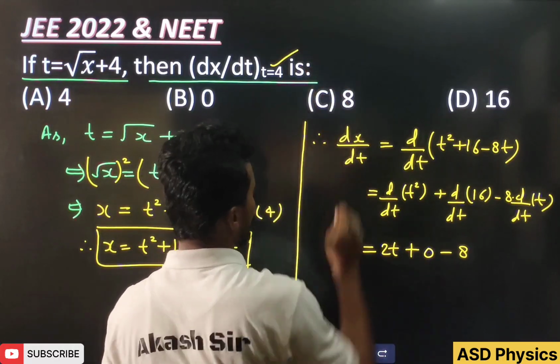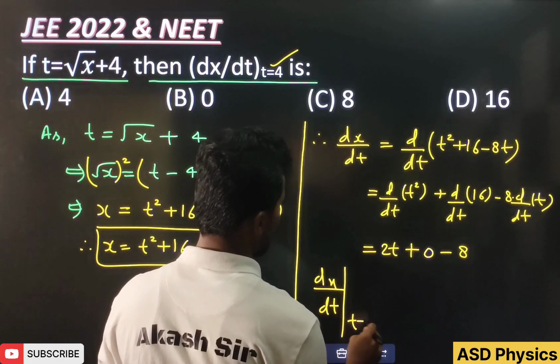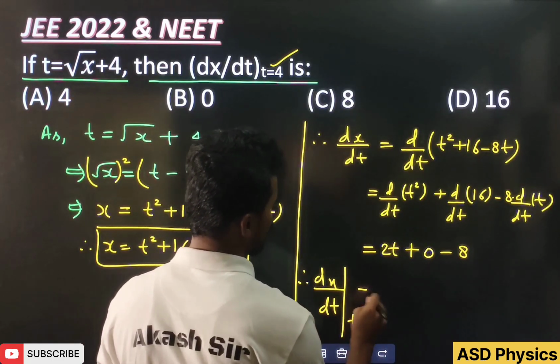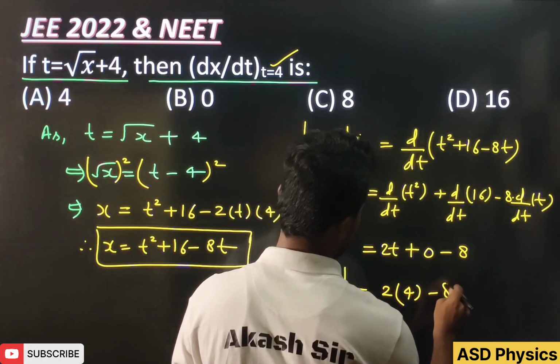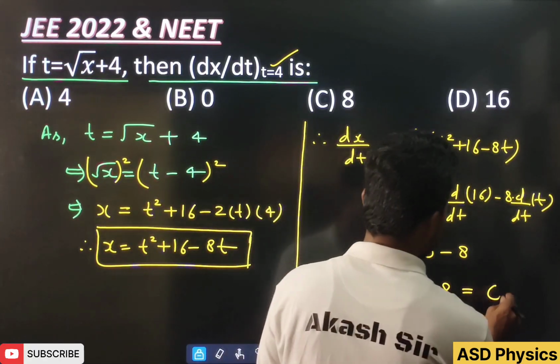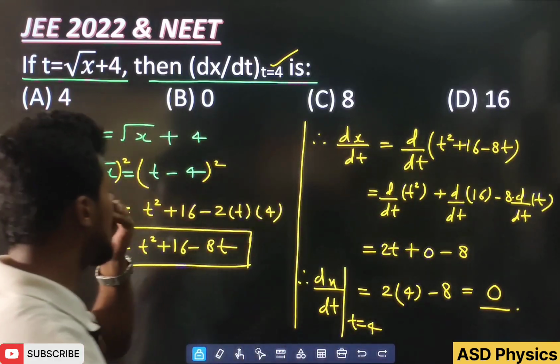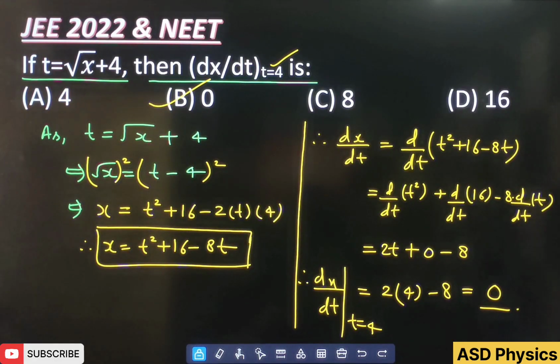At which time are they asking here? They are asking at t equal to 4. So remember that here dx by dt at t equal to 4 they are asking. So put here 2, t equal to 4 and minus 8. So you can see very well 2 into 4, 8. 8 minus 8 how much here? 0. Any option is here 0? Yes. The option is option B. Correct option is option B, students.